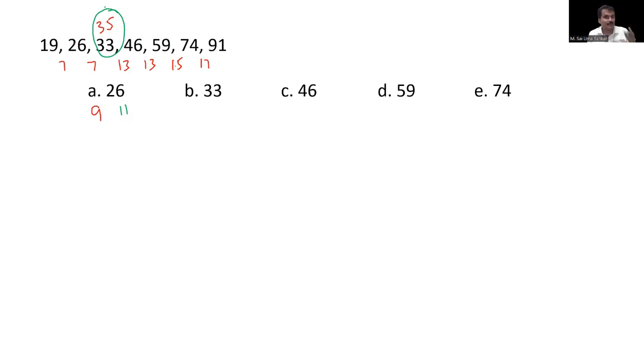What we need is to find the wrong number in the sequence. So what is the wrong number in the sequence? That is equal to 33. Option B is the correct answer.